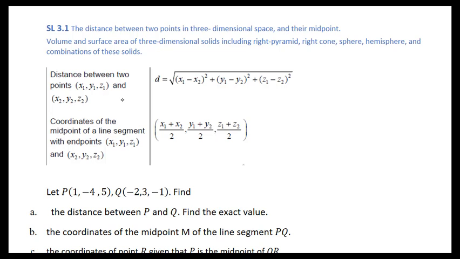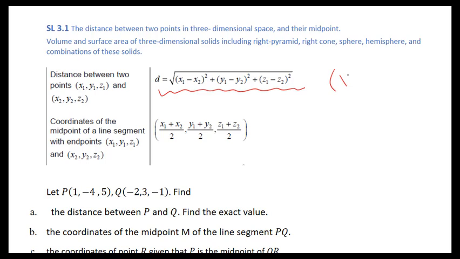This video is about the distance formula and the midpoint formula. Let's look at the formula given for the IB exam. This is the distance formula.